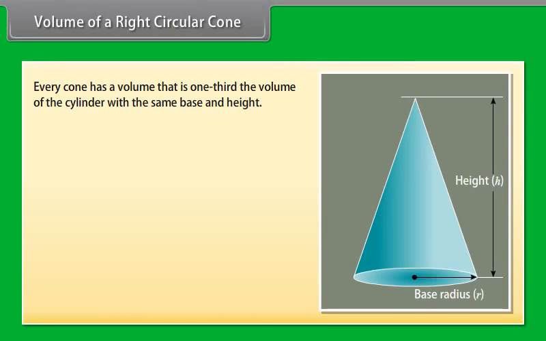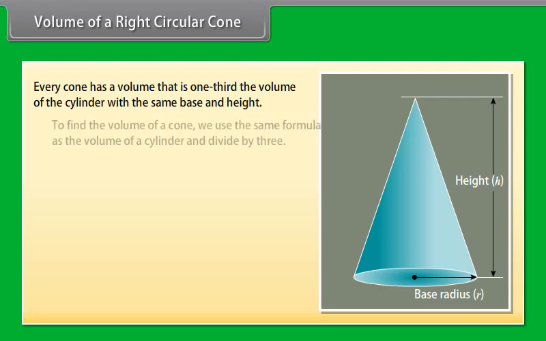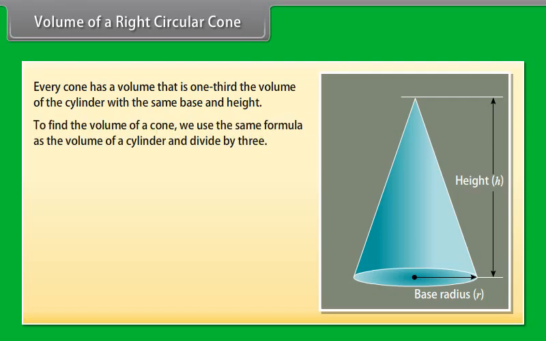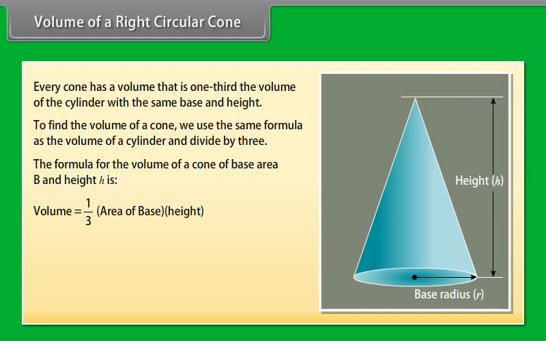Volume of a right circular cone. Every cone has a volume that is one-third the volume of the cylinder with the same base and height. To find the volume of a cone, we use the same formula as the volume of a cylinder and divide by 3. The formula for the volume of a cone of base area B and height h is volume equals 1 upon 3 into area of base into height, or V equals B into h whole upon 3, equal to r square pi h whole upon 3, or 1 upon 3 pi r square h.